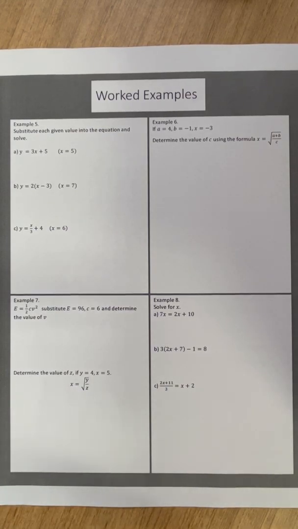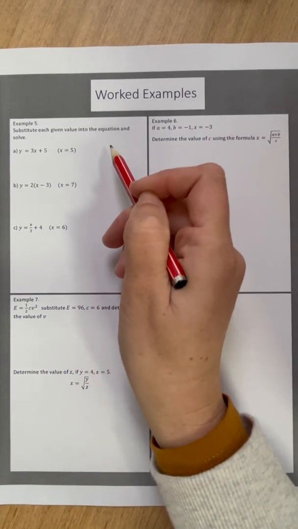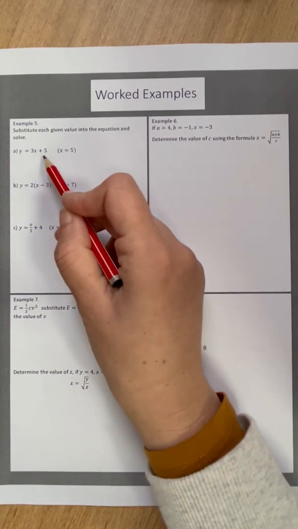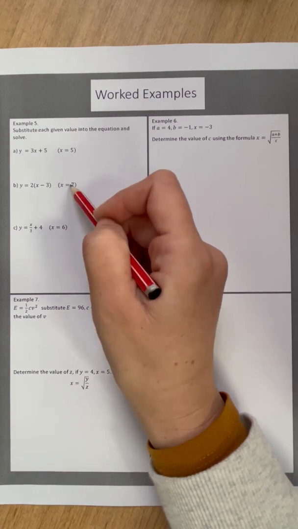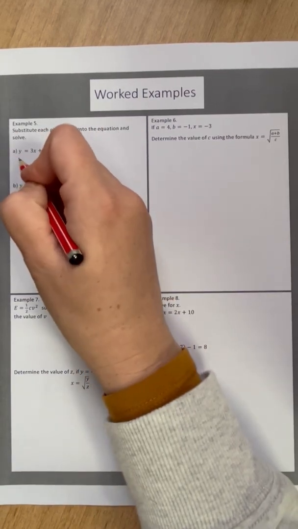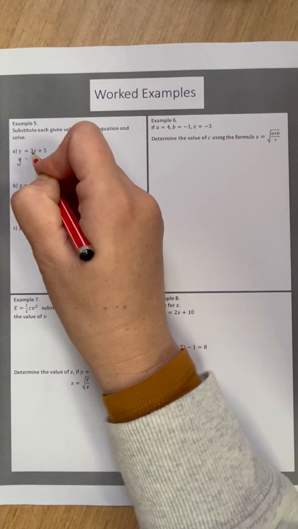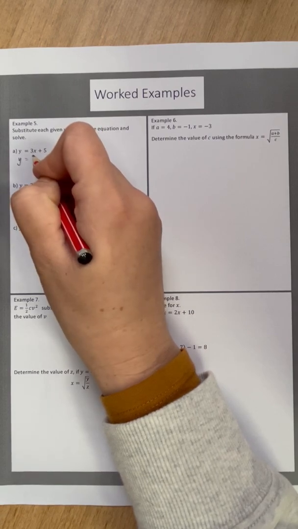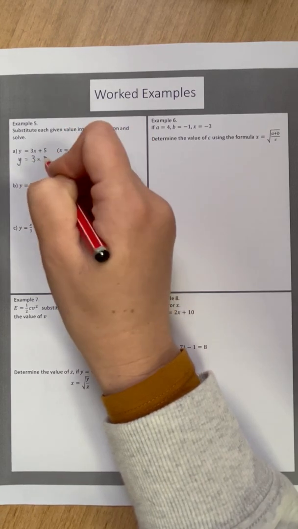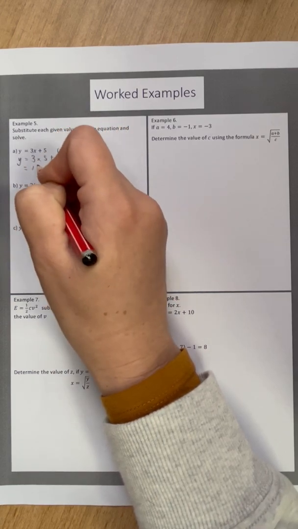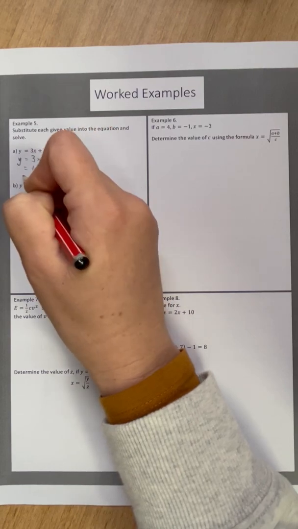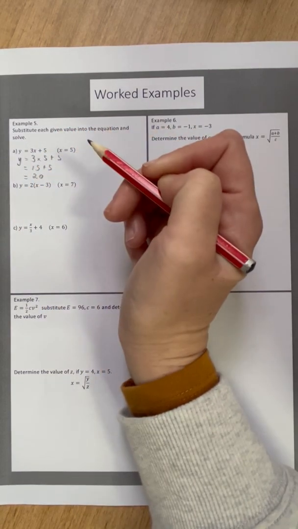Okay, so our next examples are going through how to substitute and then solve for an unknown variable. Our first example here, we've got substitute each value into the equation and solve. So my first equation is y equals 3x plus 5, and I want to substitute x equals 5. So here we rewrite this as y equals, and in between the 3 and the x there's a multiplication sign, so it's 3 times, and we're substituting 5 for x, plus 5. 3 times 5 is 15, plus 5, so y is going to equal 20.